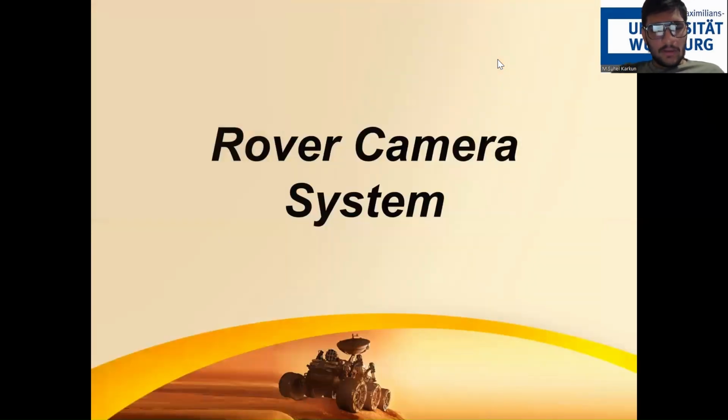Good morning, ladies and gentlemen. Today we embark on a captivating journey through the lens of innovation and exploration as we delve into the fascinating world of rover camera systems. This indigenous electronic eye has played a pivotal role in our quest to understand the mysteries of our planet Earth, the Moon, Mars, and also beyond.